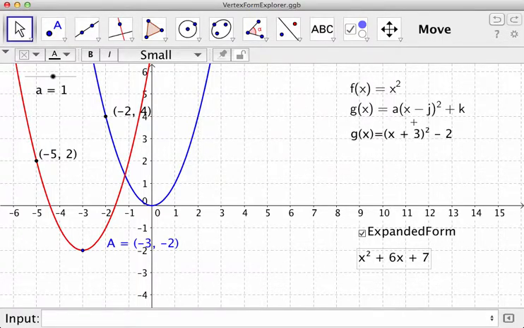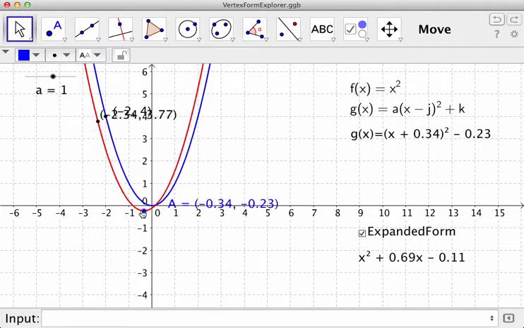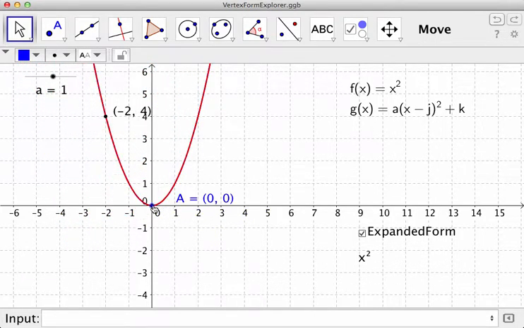So if we multiply out x plus 3 squared, we're going to get x squared plus 6x plus 9, and then we subtract 2, we end up with x squared plus 6x plus 7. So let's look at a couple special cases here. Okay, so we start again with, let's say, the quadratic with the vertex at 0, 0. Well, our expanded form is just x squared.